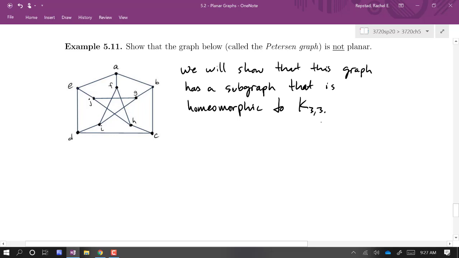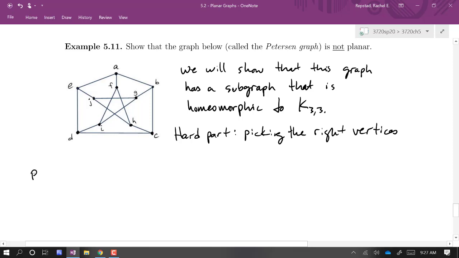The hard part is picking the right vertices. If we're showing that it's homeomorphic to K33, that means that we need to identify two sets of vertices, right? This is the complete bipartite graph, so I need to know what three vertices are going to be my top vertices, what three vertices will be on the bottom. And sometimes that just takes some guessing and checking, so I've got that hard part kind of done.